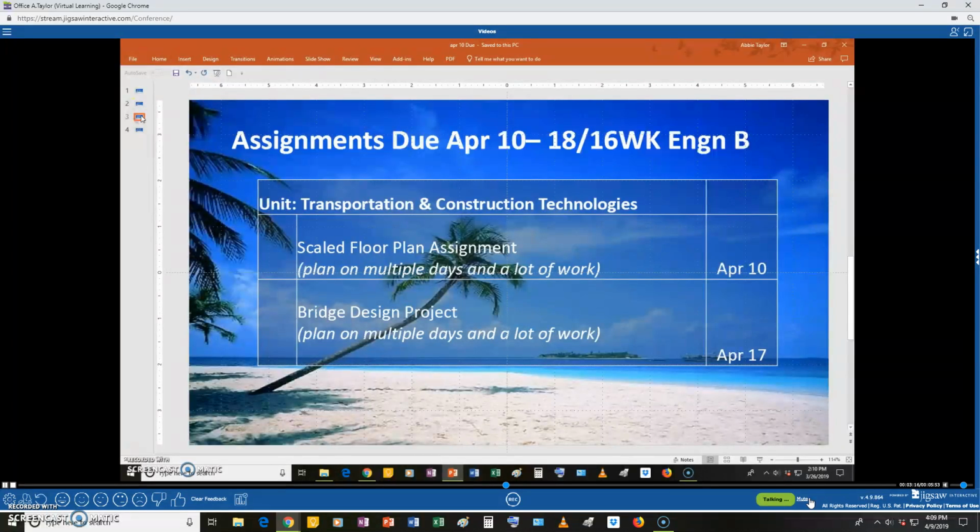Okay, for the engineering B class, the 18 and 16-week sessions. Actually, I'm showing you next week's after the break, and then the 17th. Both of these are assignments that take a lot of work. The scale floor plan project actually will require you to go in and draw a bird's eye view of a floor plan of a room. It can be your bedroom, it can be a kitchen, it can be a classroom, and you'll see the information you need in there. You're going to have to make it a scale drawing.